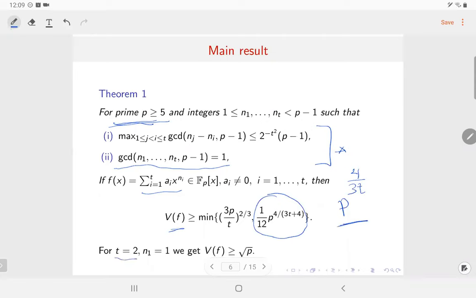When t is 2, we have a slightly different argument, even more elementary, that gives a lower bound which is a little better: v of f is at least the square root of p. So for binomials, we can do a little better with an elementary argument. That's nice. But for arbitrary t, the best we can do is this. Let me show you a couple of examples.